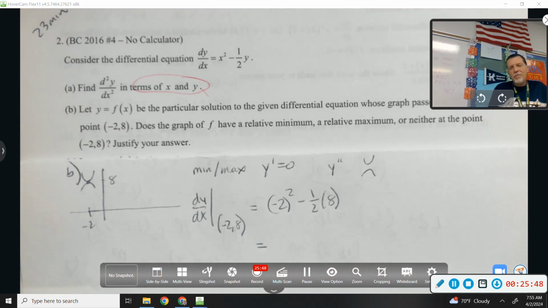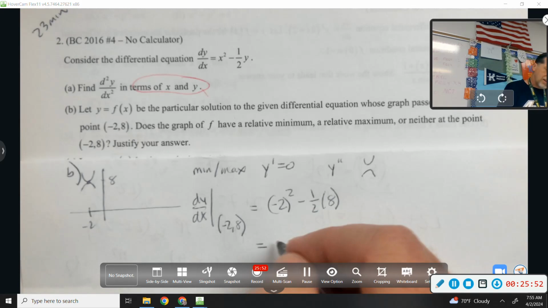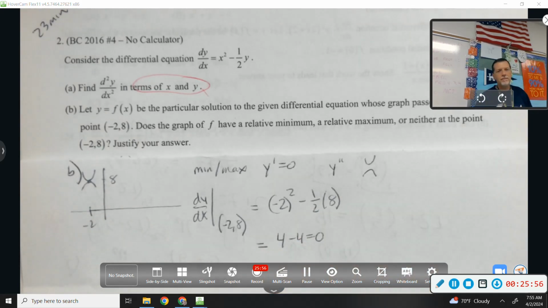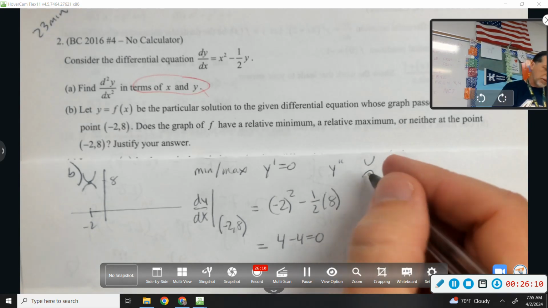Okay, so a safe stop doesn't really work here because I need to know if it's 0, so I don't want to just leave it like that. But yes, 4 minus 4 is 0. So that means there's a horizontal tangent line there. It's a flat spot. Now I need to figure out which flat spot it is. Is it concave up and therefore a minimum, or is it concave down and therefore a maximum?